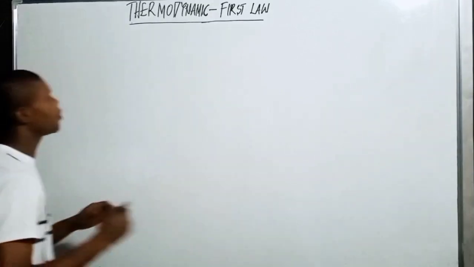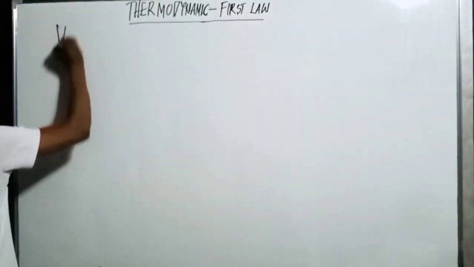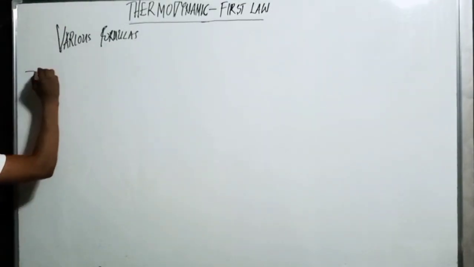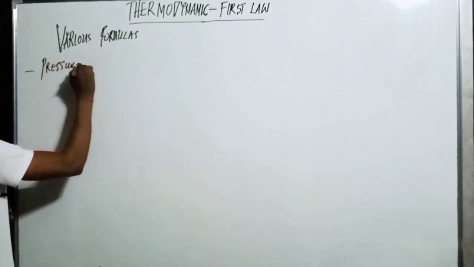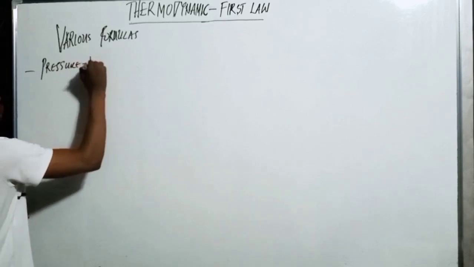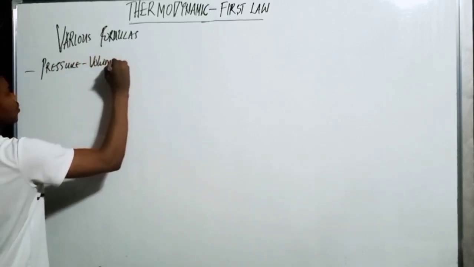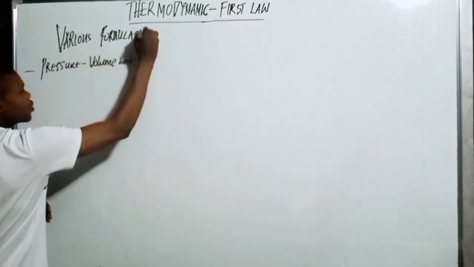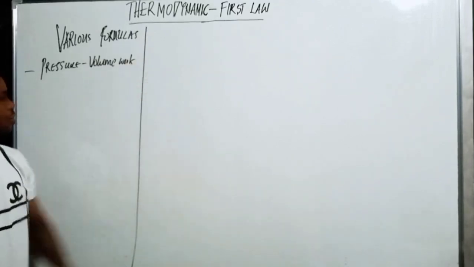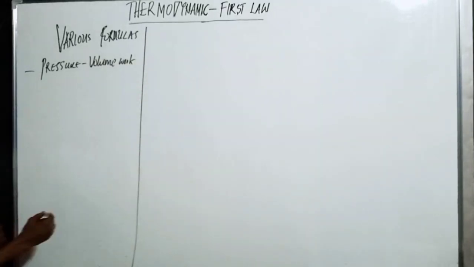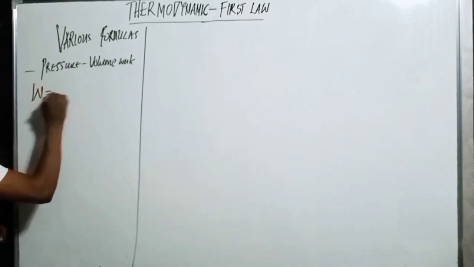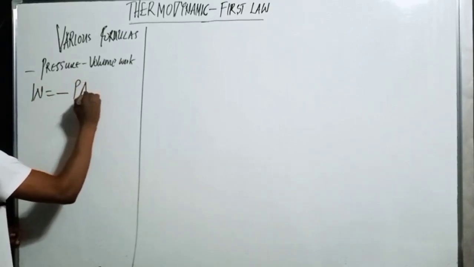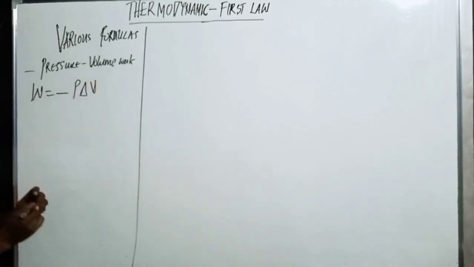So the first thing we are going to look at is the various formulas. The first one is pressure-volume work. Pressure-volume work is W equals minus P change in V. This is called pressure-volume work.